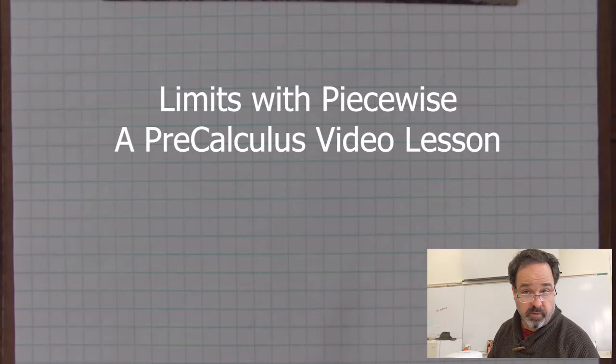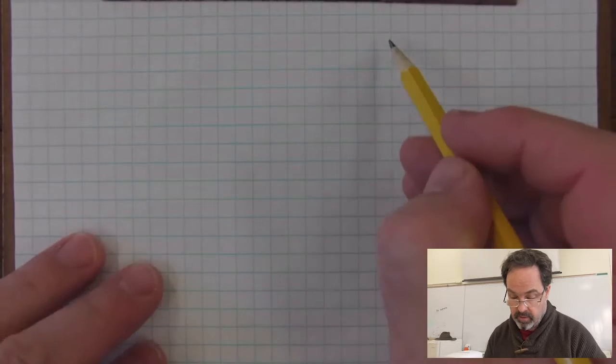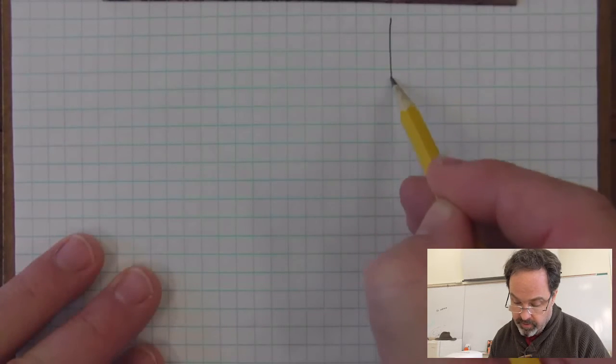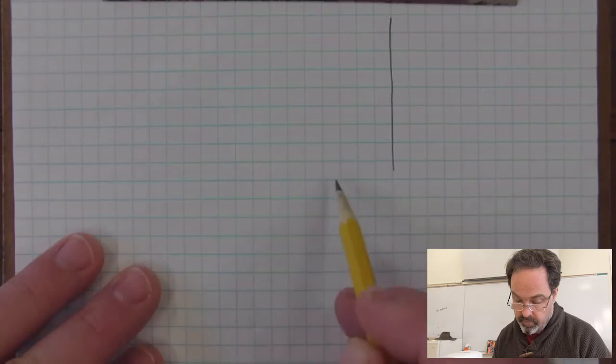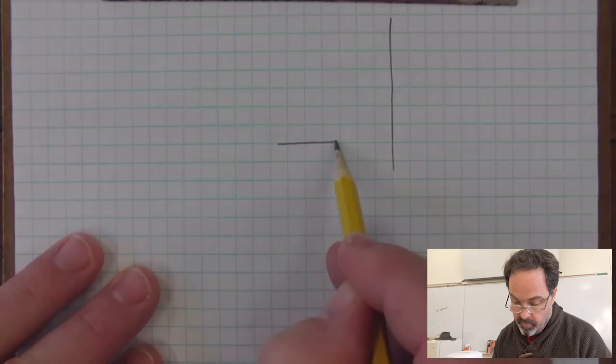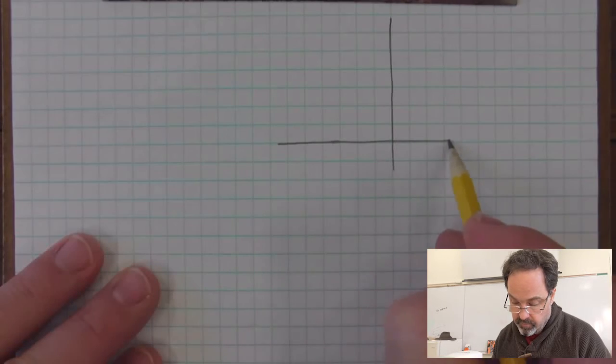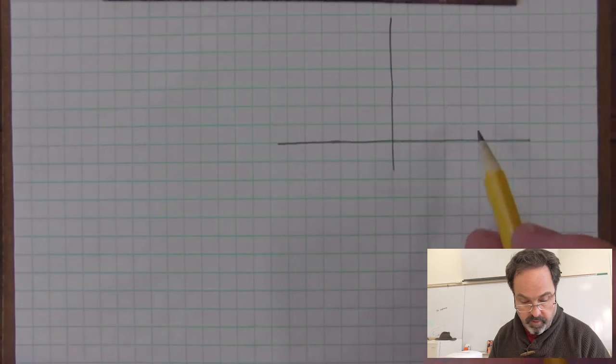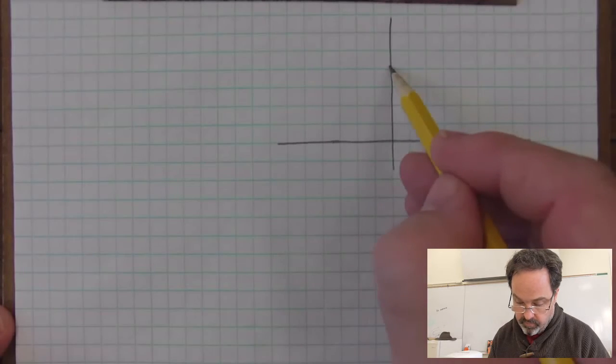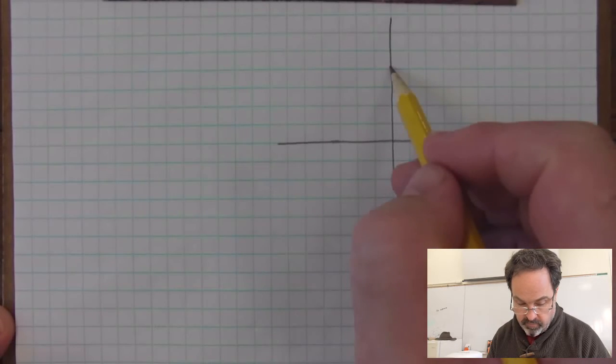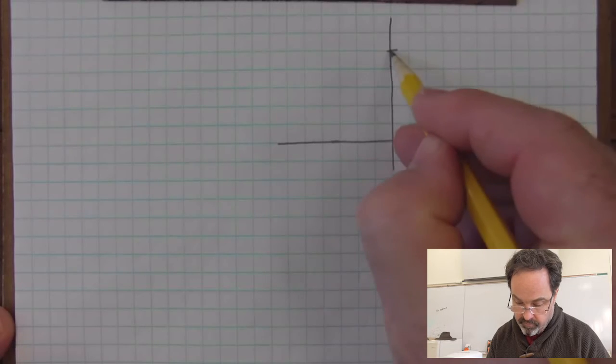VLSos here. This is a video lesson on limits with a piecewise function. I'm going to graph a piecewise function to work with, and then we're going to ask many limit questions associated with it. This piecewise will have a value at 0 of 5.